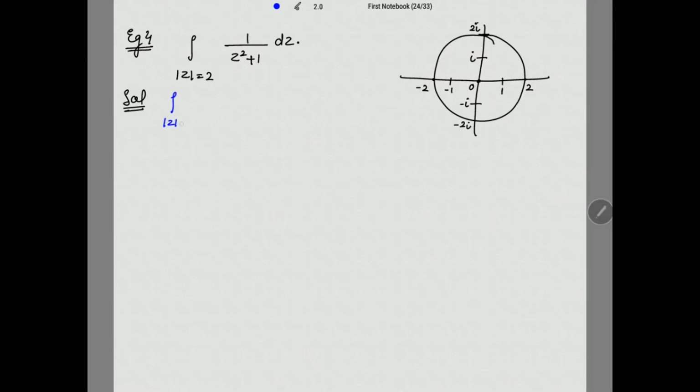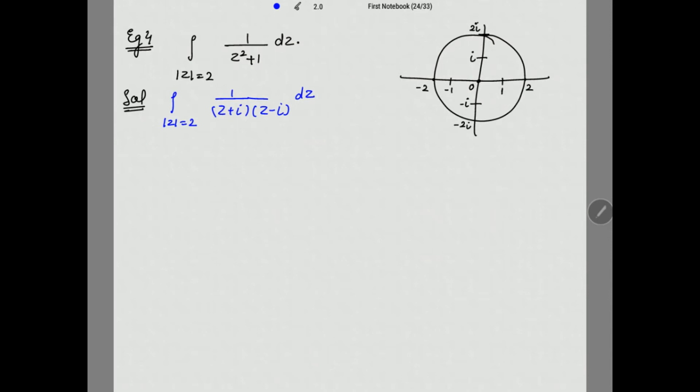Let's separate this first. The integral over |z| = 2 of 1 over (z² + 1) can be written as (z + i)(z − i) in the denominator. Now here 2 points are there, one is i and one is −i, and both these points lie inside the circle. I have drawn |z| = 2. This is your real axis and this is your imaginary axis.